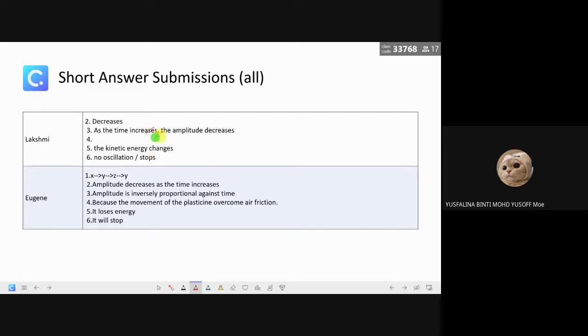Decrease, kinetic energy changes, no oscillation or stop. Okay, correct. Okay, Eugene, they are not asking you to find one complete oscillation. Okay, decreases as the time increases, inversely. Yes, very good, very good.